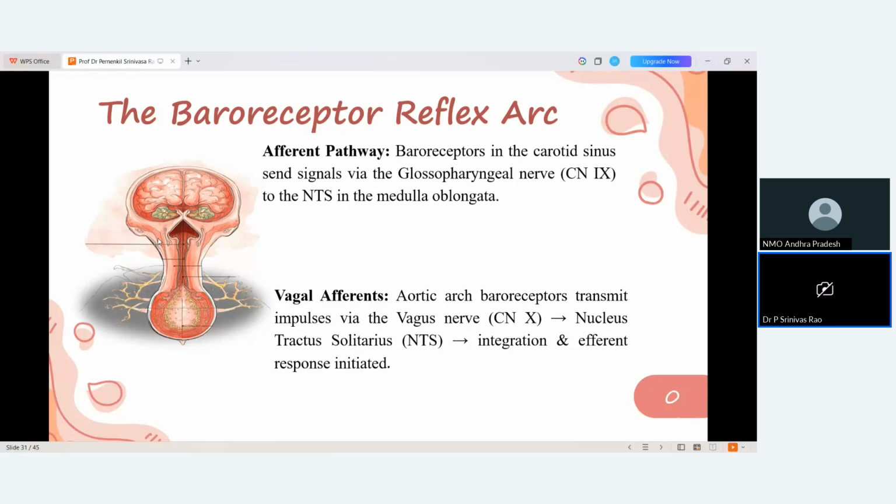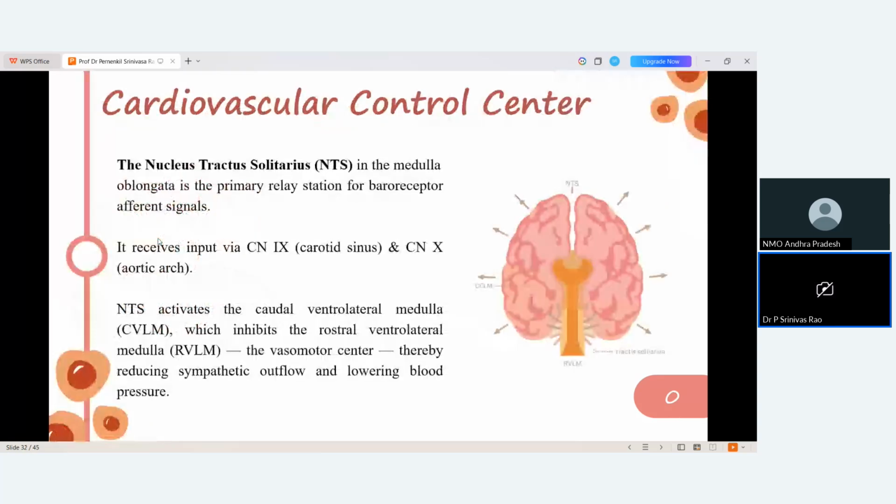So what are the receptors? Receptors are stretch sensitive receptors. Understood? What is the afferent pathway? Two pathways. Afferent pathway through the glossopharyngeal nerve, afferent pathway through the vagal nerve. What is the number of the glossopharyngeal nerve? Cranial nerve 9. What is the vagus? 10. Okay.